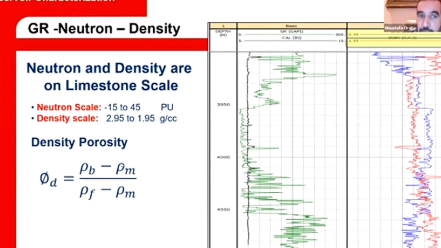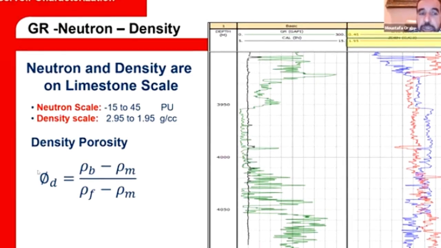Now here is the rho matrix. Since your neutron is on limestone scale, then your density matrix has to be also limestone. You cannot put one log on a limestone scale and the other log on a different scale on the same track. That's inconsistency, and it will make things very confusing. So for the scale to be from 2.95 to 1.95, you have to use rho matrix as limestone matrix. What is the density of the limestone? It is 2.71 gram per cc.